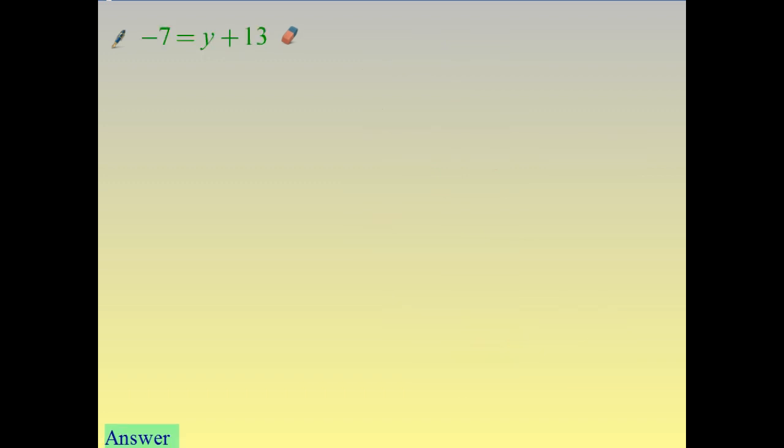So negative 7 is equal to y plus 13. Go ahead, pause the video, and you try it. Okay, in this case, I have y. I'm adding 13, so I'm going to rewrite my equation: negative 7 is equal to y plus 13.